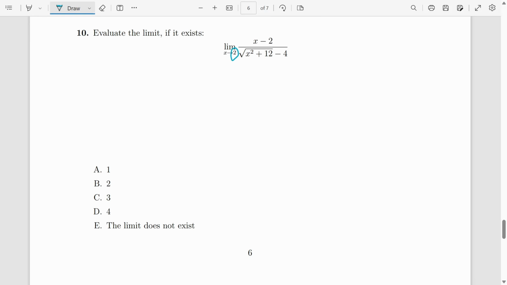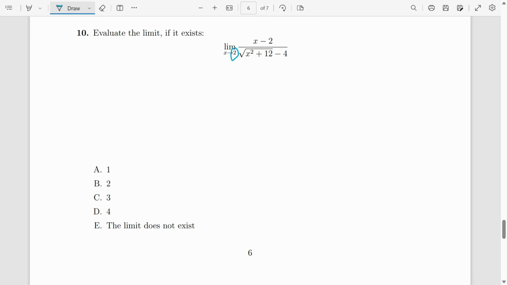Most of the time, if not all of the time, we're going to get a dividing by 0 error or a square root of a negative number or something like that. So it won't work out most of the time, but we can still just check it nonetheless.